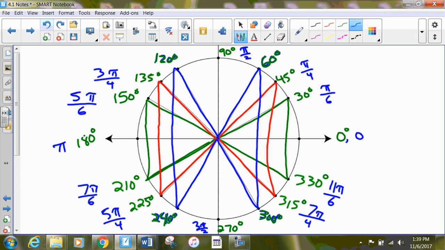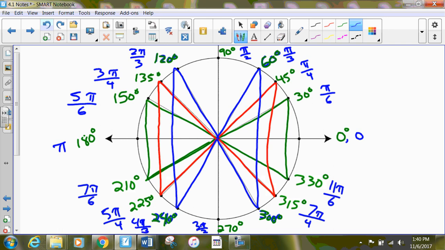So 60 degrees, that's the same as pi over 3. And so all of the angles in this bow tie are pi over 3 away from the x-axis. So if I go all the way to pi, but back it up pi over 3, pi minus pi over 3 is 2 pi over 3. If I do pi and add another pi over 3, I'm going to get, what, 4 pi over 3?